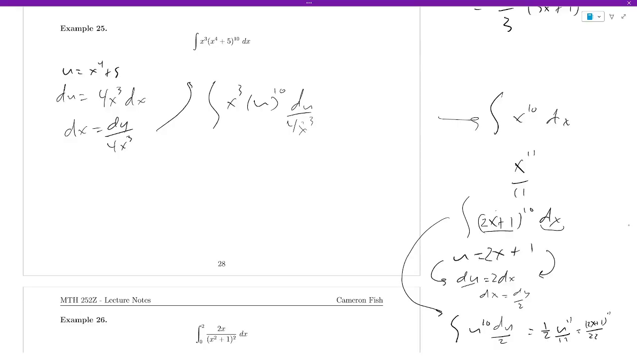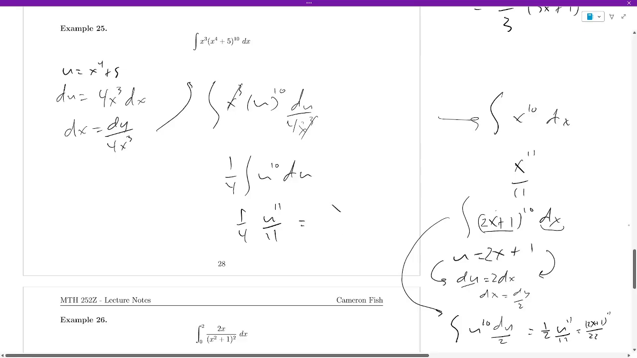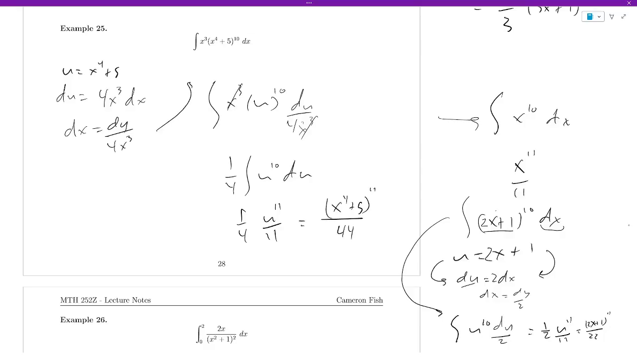Okay, cool. So like we've seen a couple times, these x cubes are going to cancel. I have a 4 on the bottom, so it's the same as a 1/4 out front. I have u to the 10 du. And I'm super happy, right? I can just proceed to do my power rule, u to the 11 over 11, and I just have to plug my original u back in. So (x to the 4 plus 5) to the 11, and then I have 4 times 11 on the bottom. Cool.